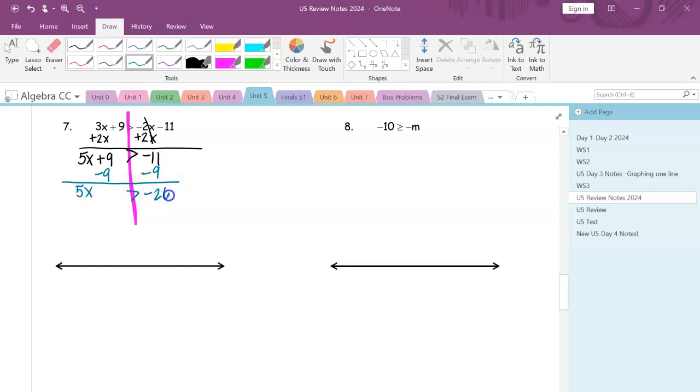5x is greater than -20. And then finally divide. We are not flipping the symbol because the 5 is a positive. We're going to get x is greater than -4. You want a 0, not an x. Make sure it's a 0. A -4. You'll have an open dot above the -4 and it will be going to the right.